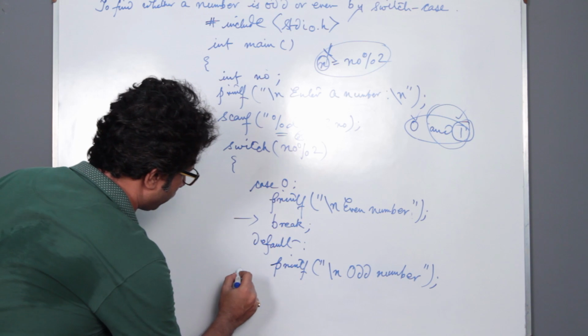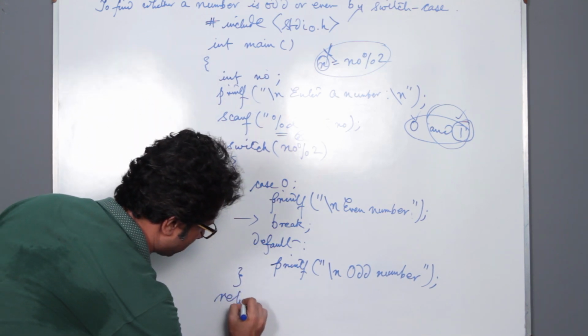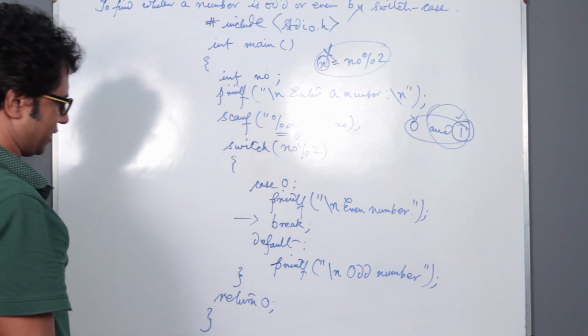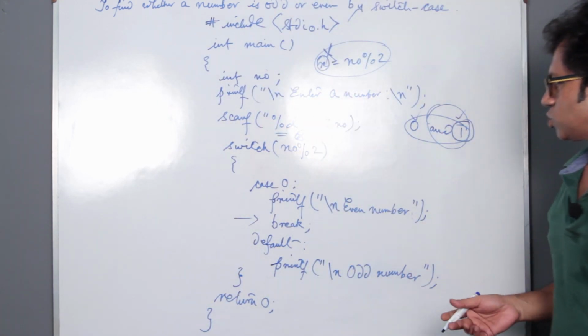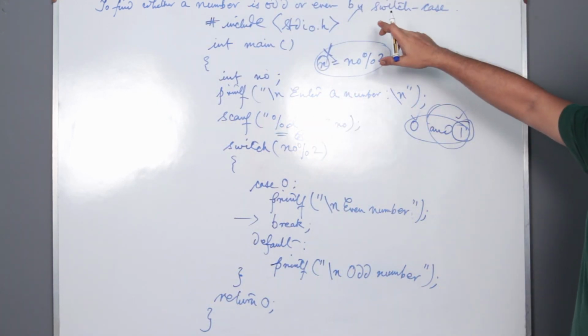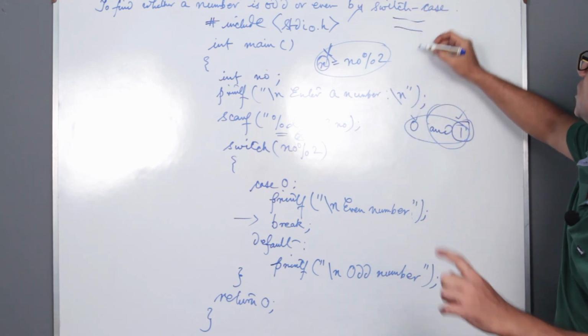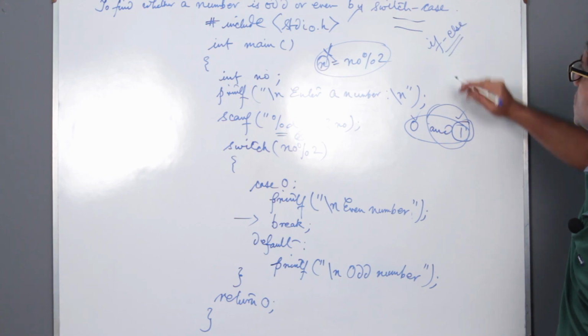So now we come to the end of this switch block. Just write return 0 and go to the end of the main section. So that's that. Nothing else. It's a very simple program, but we have dealt with it in a different manner, by the switch case construct, not using the if-else construct which we used in a previous class.